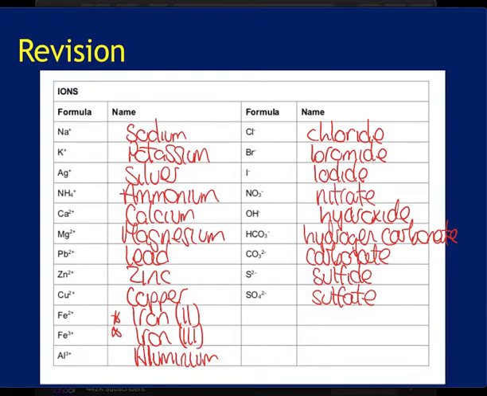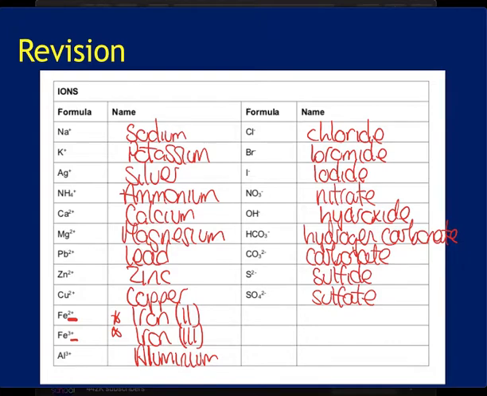So all of the positive ions will keep their own name, so sodium, potassium, silver, ammonium, calcium, magnesium, lead, zinc, copper. We then have two versions of iron, so they're called iron 2 and iron 3, and that goes on the basis of their charge. And the reason they get the Roman numeral numbers is because they are transition metals. And then we have aluminium, Al3+.